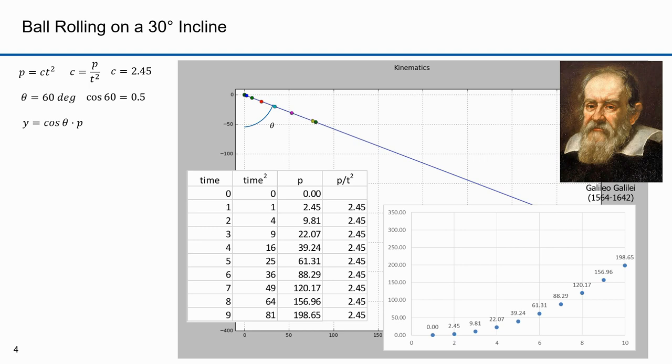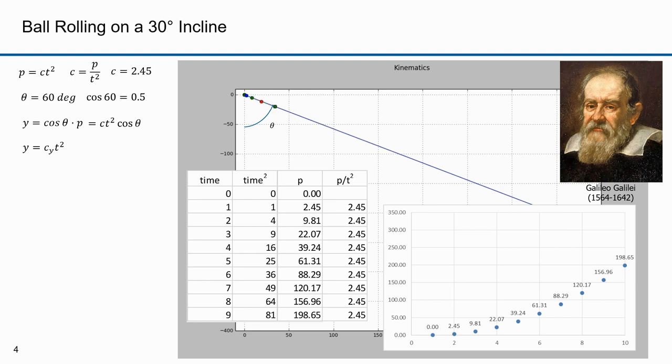The cosine of 60 is 0.5. 0.5 times 2.45 is 1.225, and that's the y-coordinate at 1 second. 1/2 of 9.81 is 4.905, that's the y-coordinate at 2 seconds. I can substitute C t squared for P. The y-coordinate is thus cosine theta times C t squared. This equation now uses C to derive y. What I'd really like to know is the y-component of C.